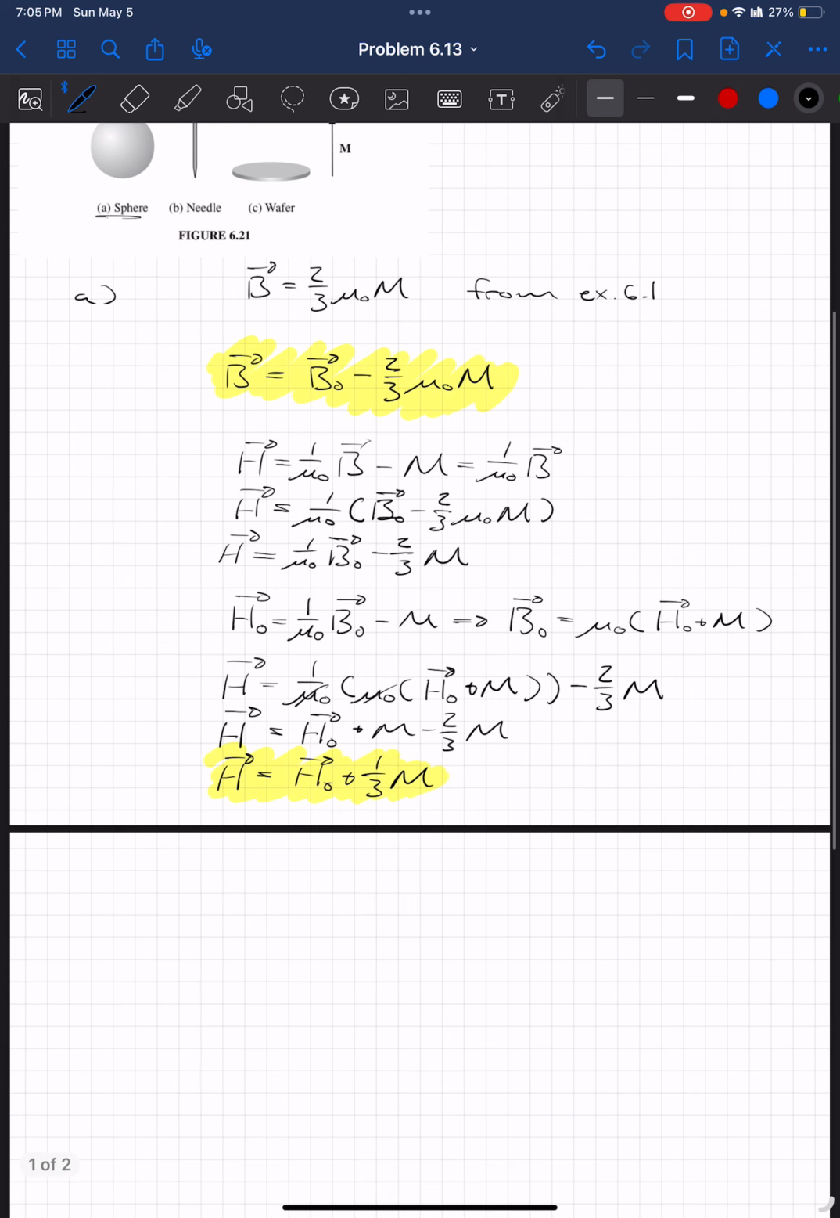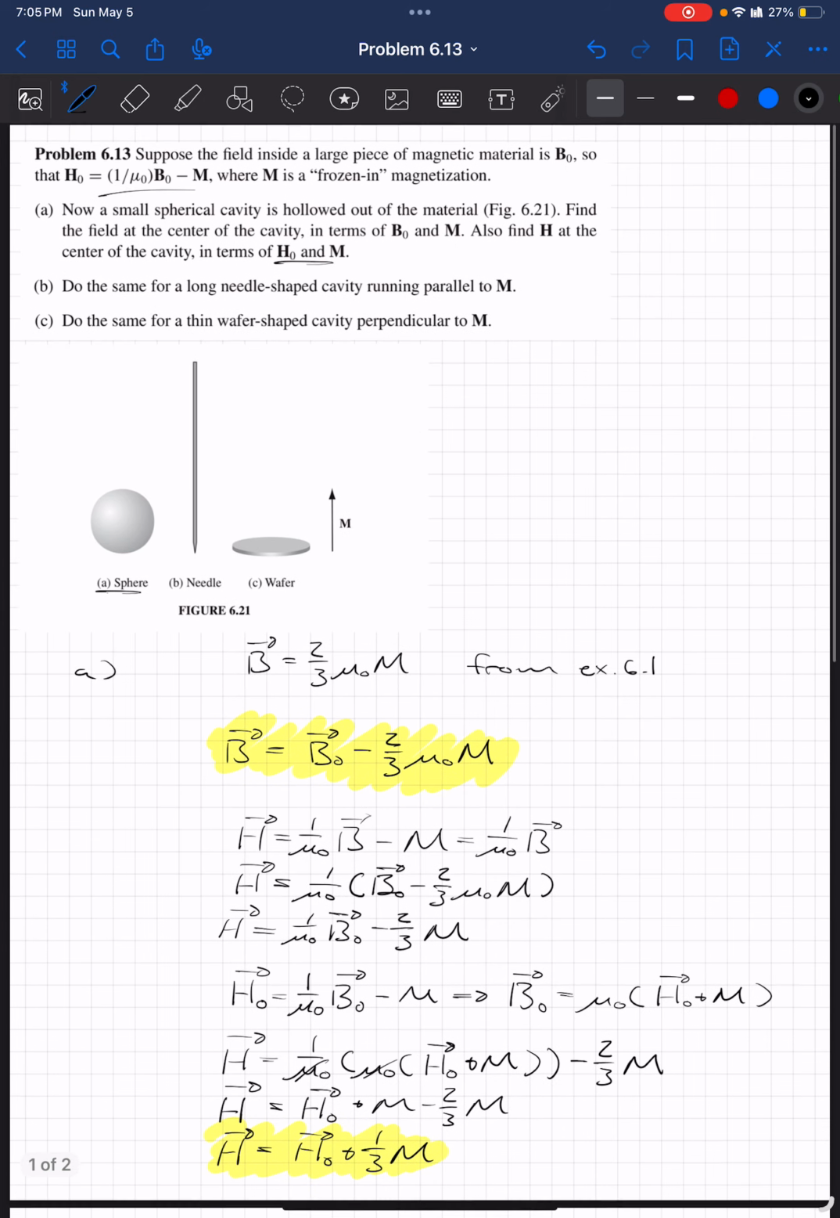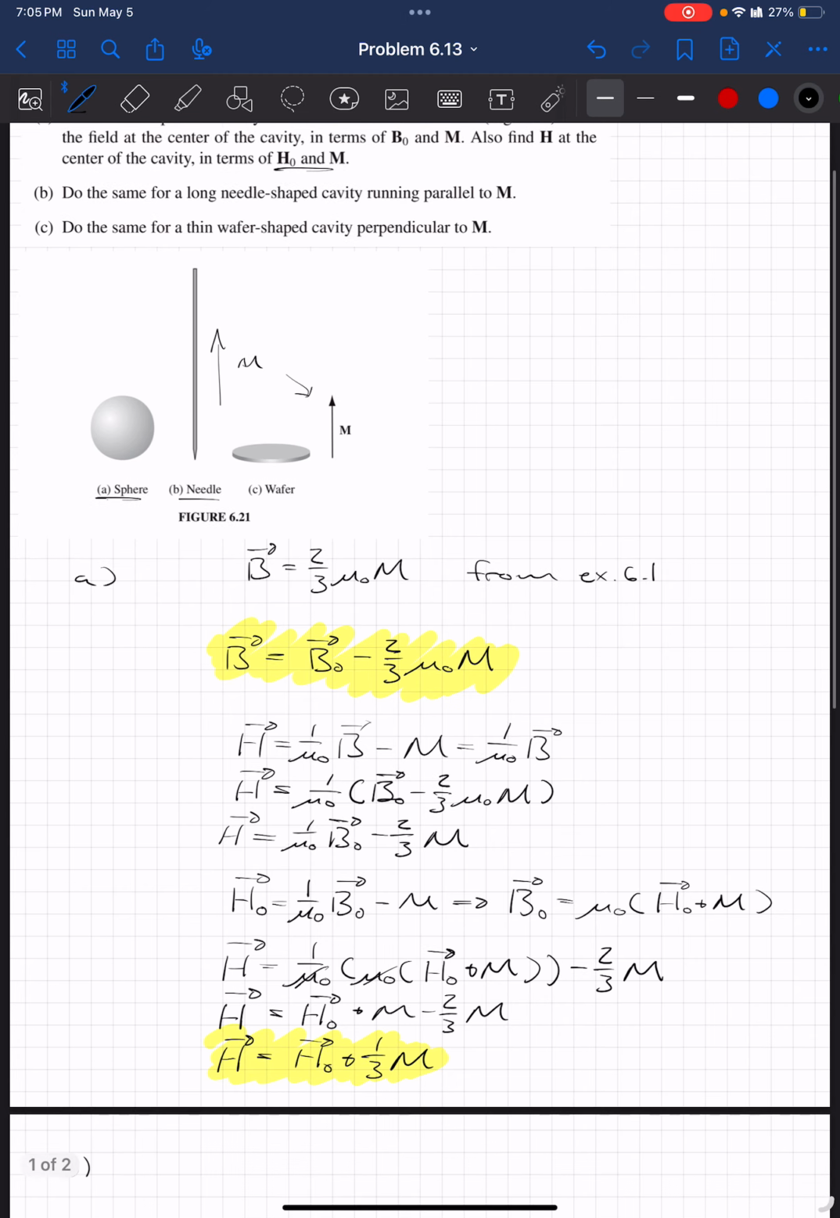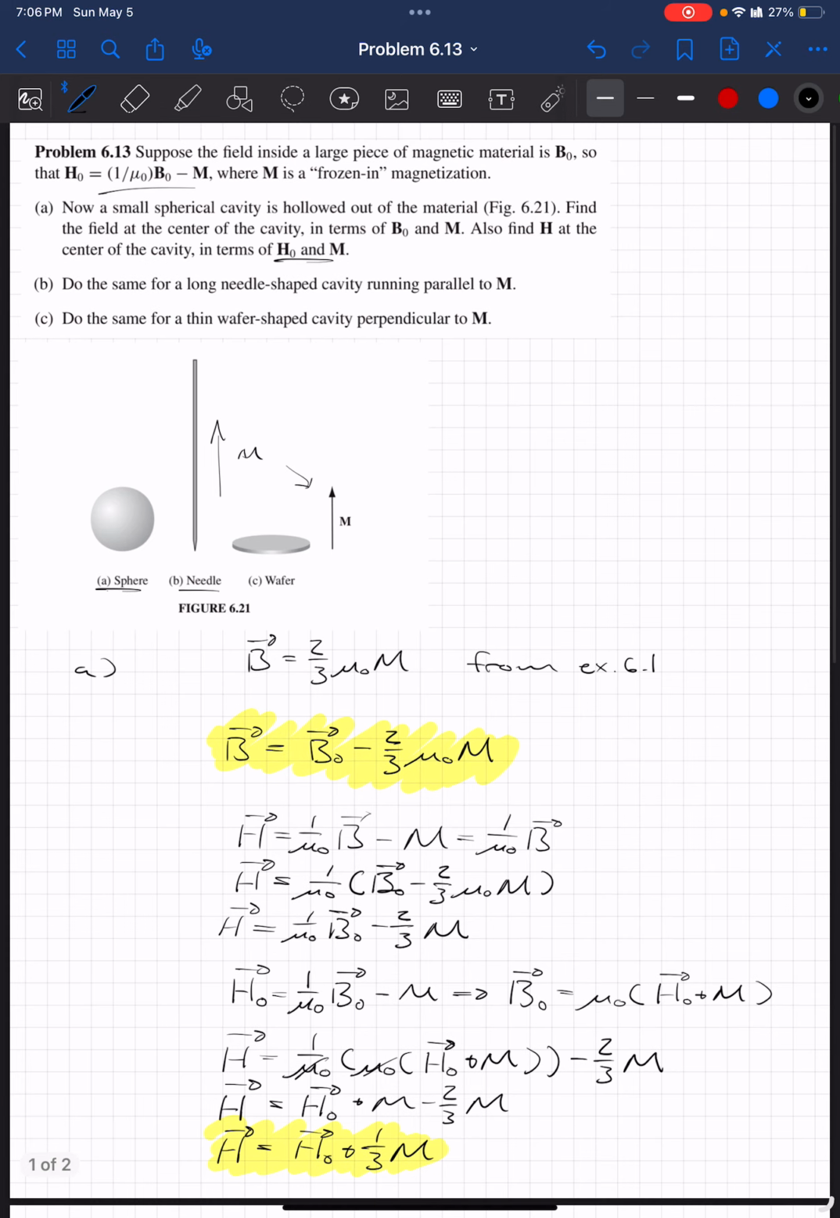Part B, we're doing the same again, however, for a long needle-shaped cavity running parallel to M, as seen here. It's running parallel to M. This is M, given there. So what we're removing is essentially a long solenoid.